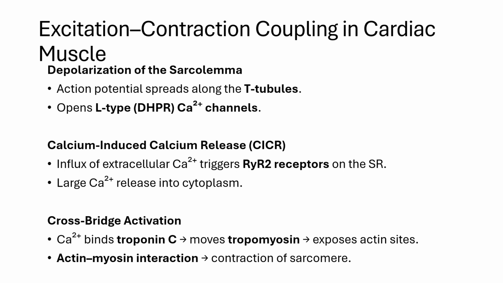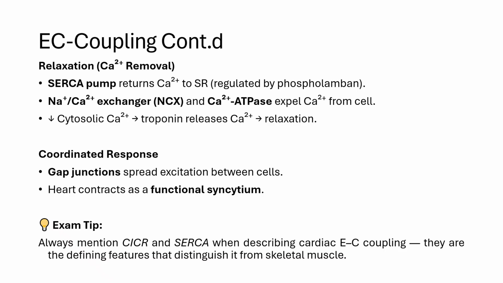So here you have an outline of excitation contraction coupling in the cardiac muscle, the steps involved: depolarization, calcium-induced calcium release, cross-bridge activation, relaxation, coordinated response. Now the exam tip: always mention calcium-induced calcium release and CICR when describing cardiac excitation contraction coupling. They are the defining features that distinguish it from skeletal muscle.